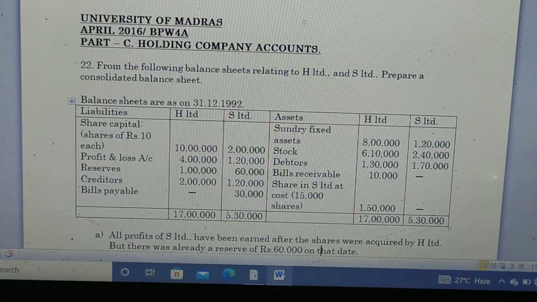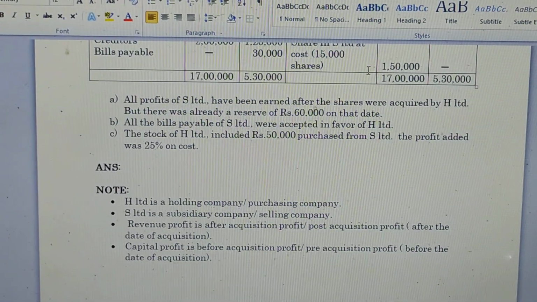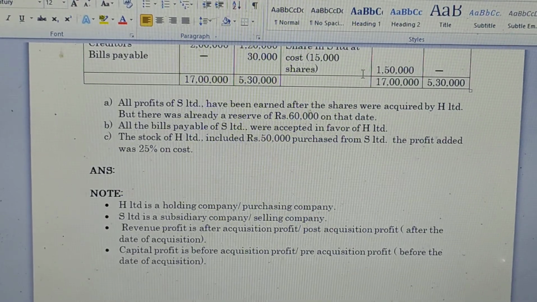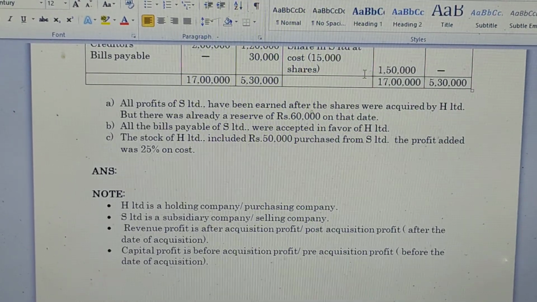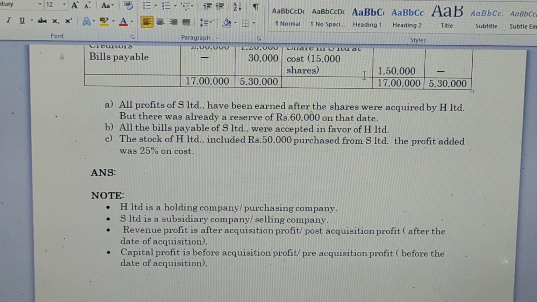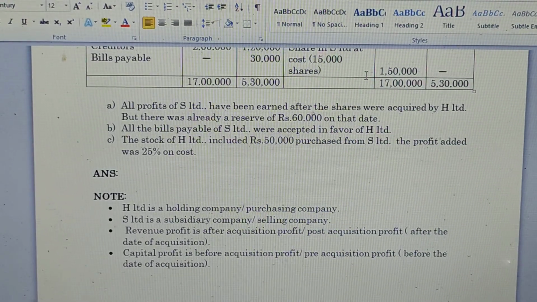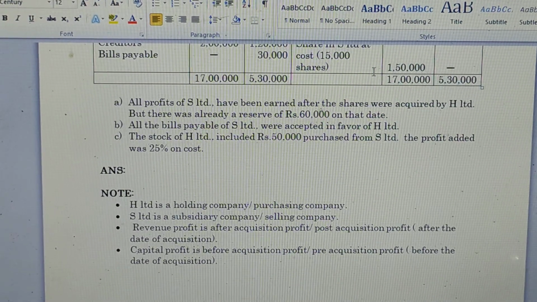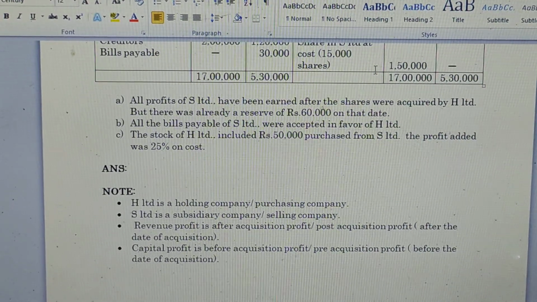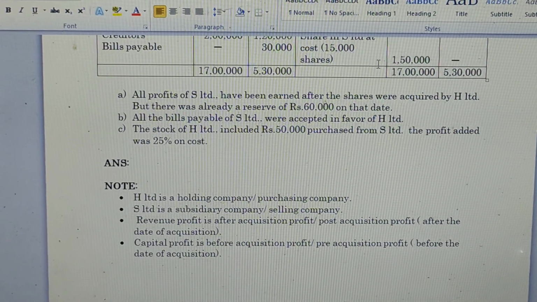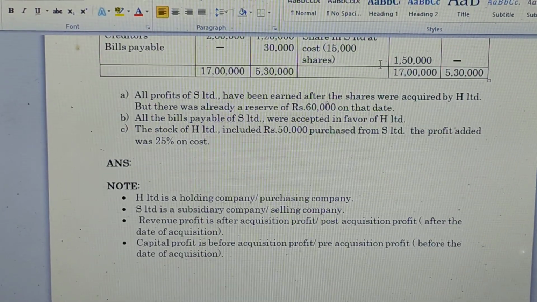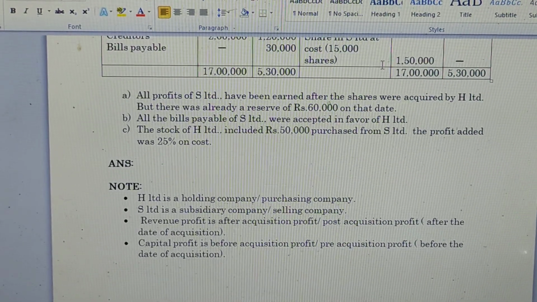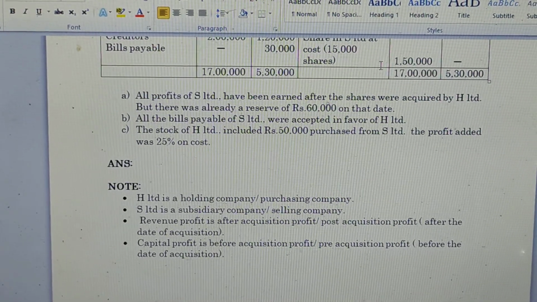The total assets are 17 lakhs for H Limited, 5,30,000 for S Limited. All profits of S Limited have been earned after the shares were acquired by H Limited, but there was already a reserve of rupees 60,000 on that date. All the bills payable of S Limited were accepted in favor of H Limited. The stock of H Limited included rupees 50,000 purchased from S Limited. The profit added was 25% on cost.